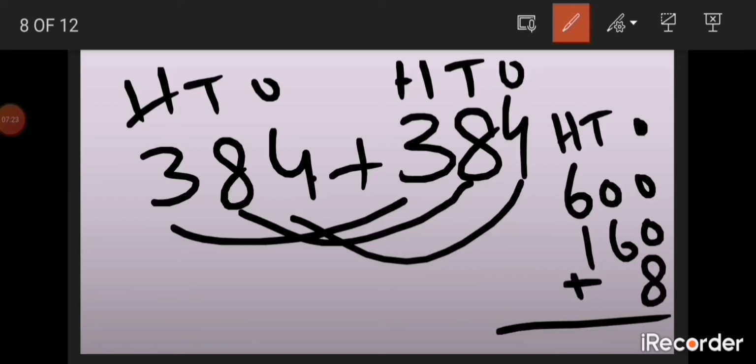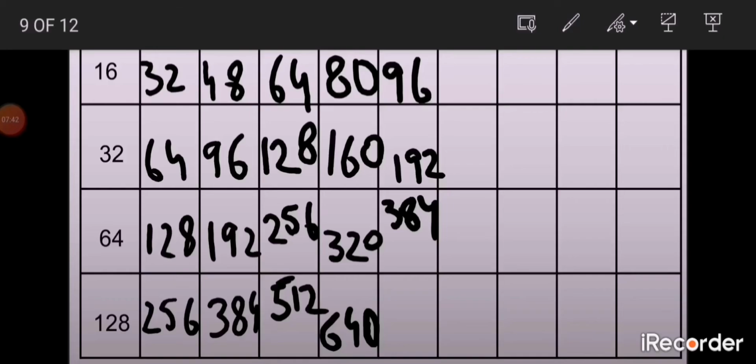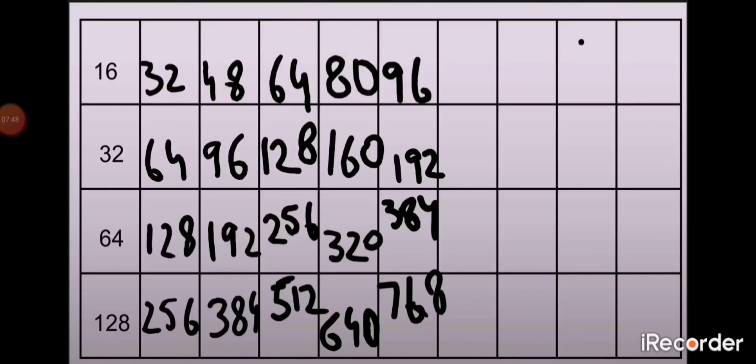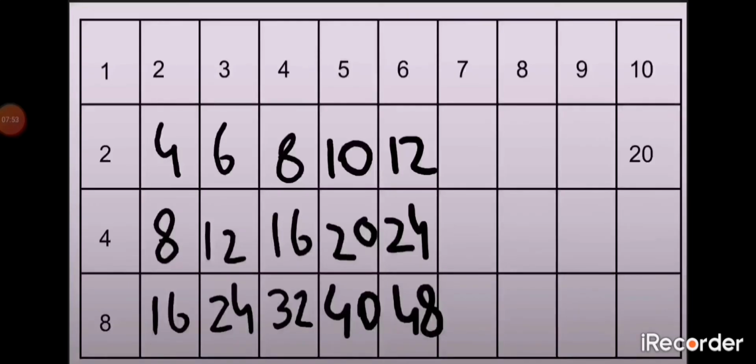So add them: 8, 0 plus 0, 0, 6 plus 0, 6, 6 plus 1, yes, 6 plus 1 is 7. So double of 384 is 768. We write it in the last box of this column. Done. Now, how many columns have we done? 1, 2, 3, 4, 5.